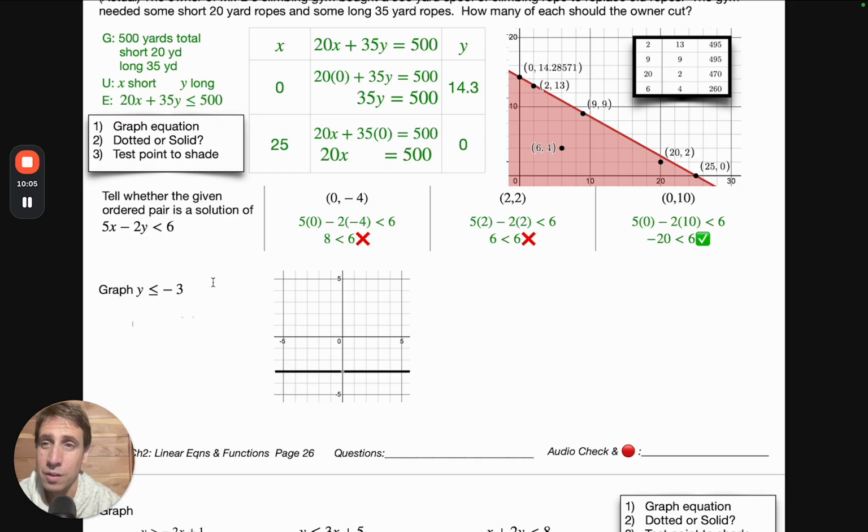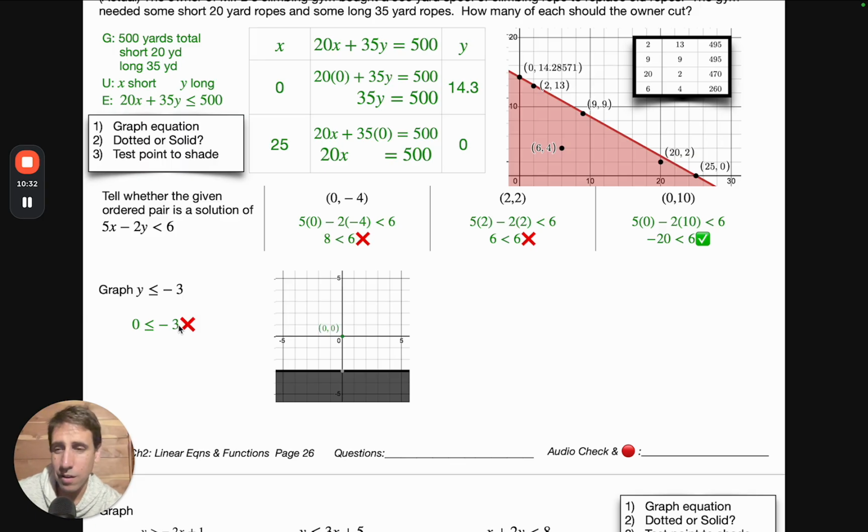All right, let's put a test point in. Let's put in 0, 0 right here. Should I shade in this point and all of its neighbors in this region? The answer is no, because I put in 0 for y. There's no place to put in 0 for x, but if there were, I would put it in 0 as well. And the question is, is 0 less than or equal to -3? And the answer is no. So I'm not going to shade in 0, 0. I'm instead going to shade the other region.